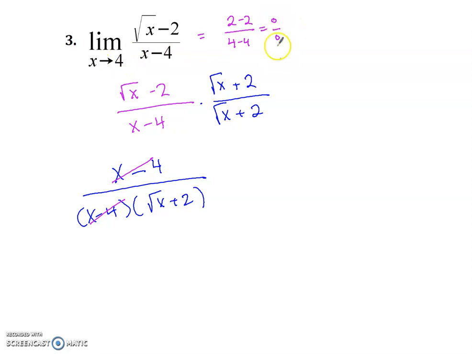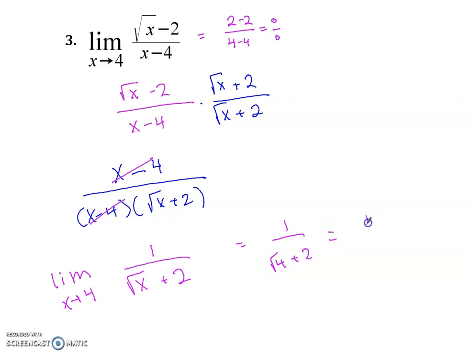So anytime it's a 0 over 0 type of limit, which means there's a hole, if there's square roots, we multiply by the conjugates, and then we should always be able to cancel something. And then you look at what you're left with, and at that point, you can evaluate the limit. So now I can plug in 4. So that's going to be 1 over the square root of 4 plus 2, which is going to be 1 over 2 plus 2. So this limit is going to equal 1/4.